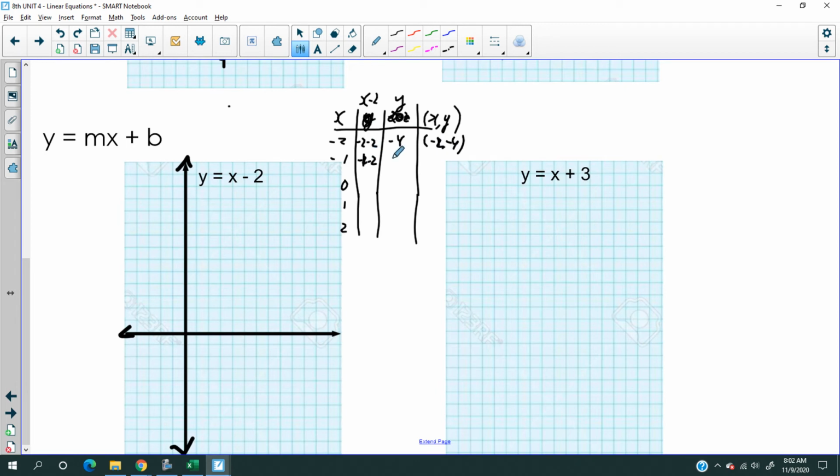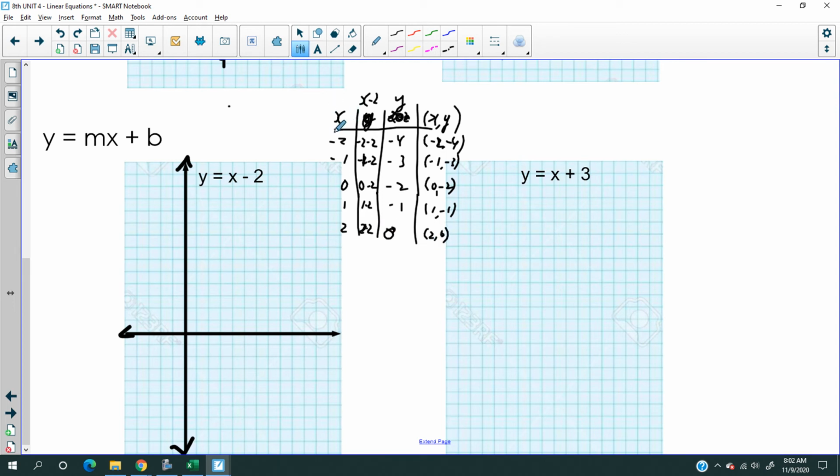Negative 1 minus 2, that's negative 3, so negative 1, negative 3. 0 minus 2, that's negative 2, so that's 0, negative 2. And then 1 minus 2, that's negative 1, so 1, negative 1. And then 2 minus 2, that's 0, so 2, 0. So let's plot these points, see what's up.